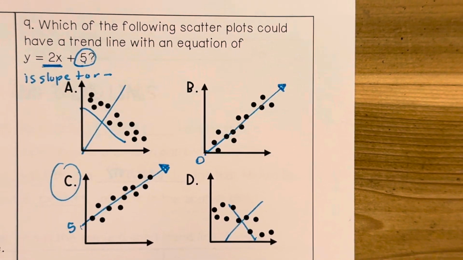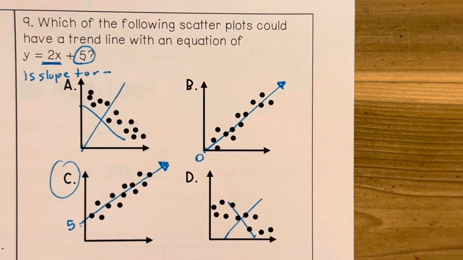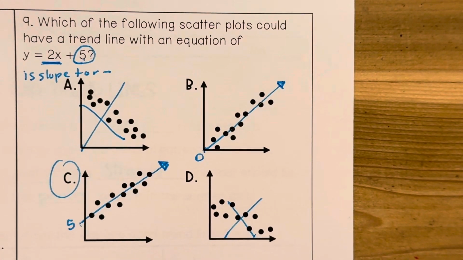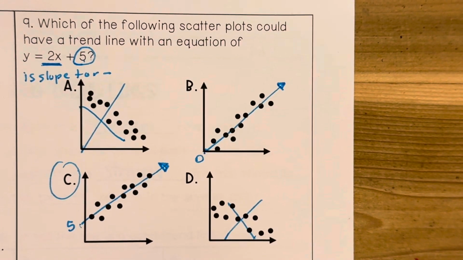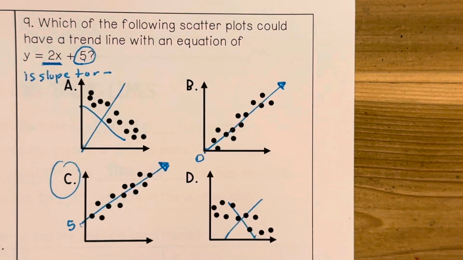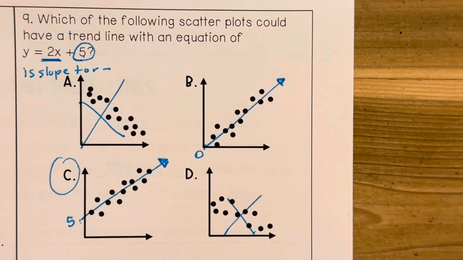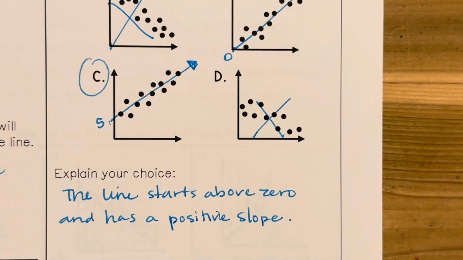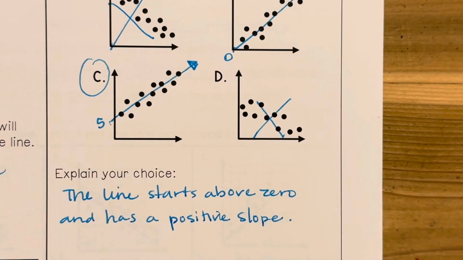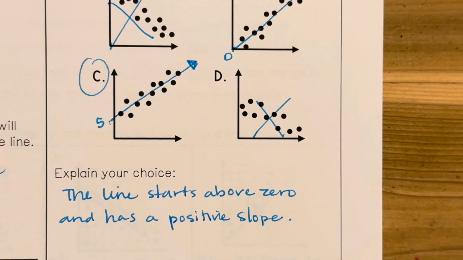The line starts above 0 and has a positive slope. Okay? The line starts above 0 and has a positive slope. Remember, you can pause or stop this video at any point.